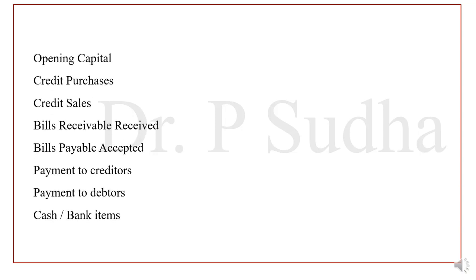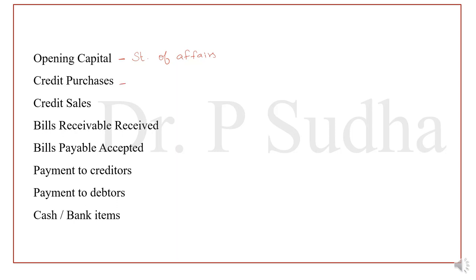Some of the information that will be missing is opening capital. There will not be opening capital. So how to find out this opening capital? This opening capital can be found out by preparing a statement of affairs. I have already explained how to prepare statement of affairs in the net worth method video. So by preparing statement of affairs, we have to find out the opening capital.